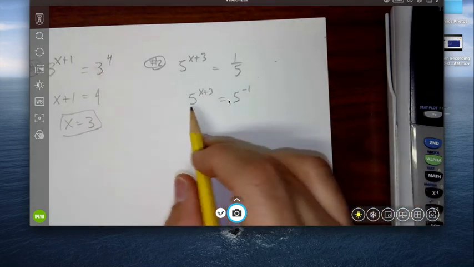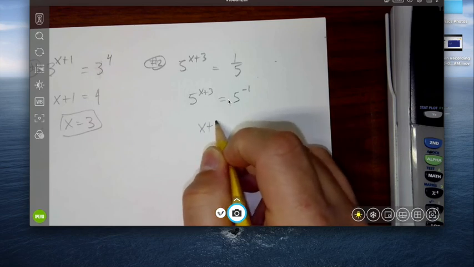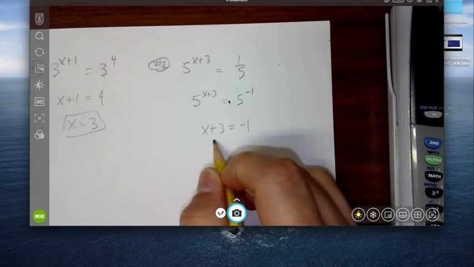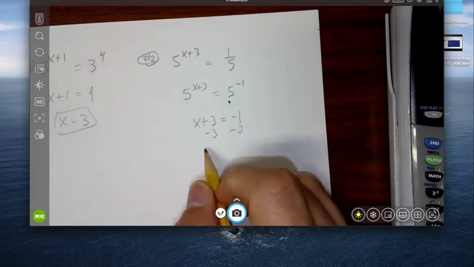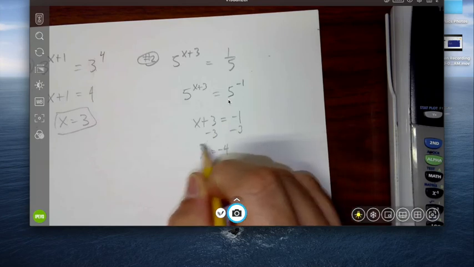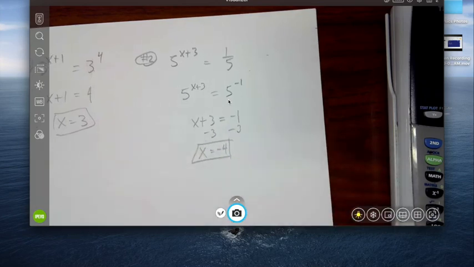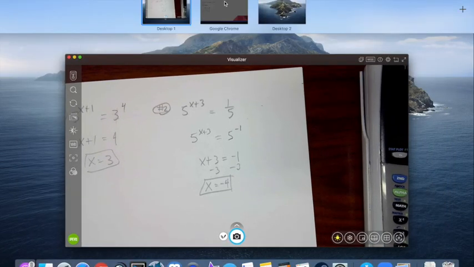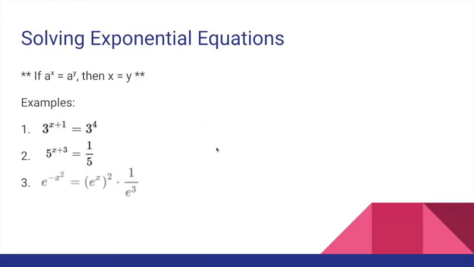And now I do have the same bases. So x plus 3 equals negative 1. Subtract 3 from both sides. X equals negative 4. Okay, so sometimes we may need to rewrite one or more bases to make it match the other one, and then we're good to go. So let's look at number 3. Number 3 is a little more complicated yet.